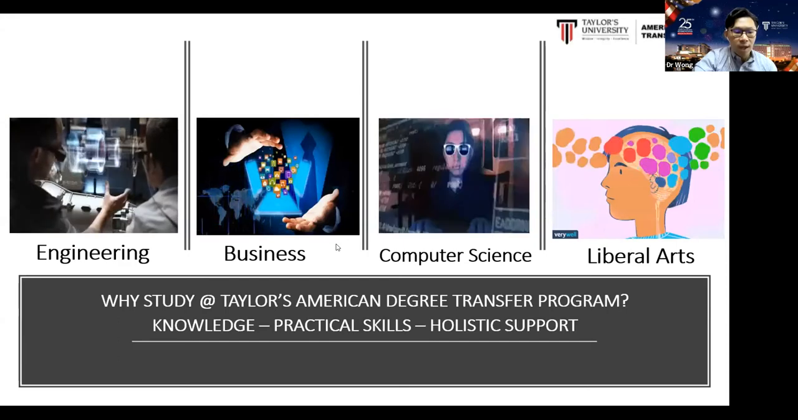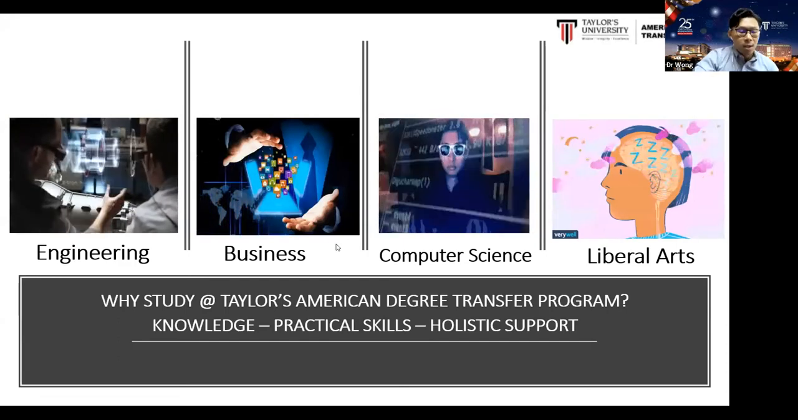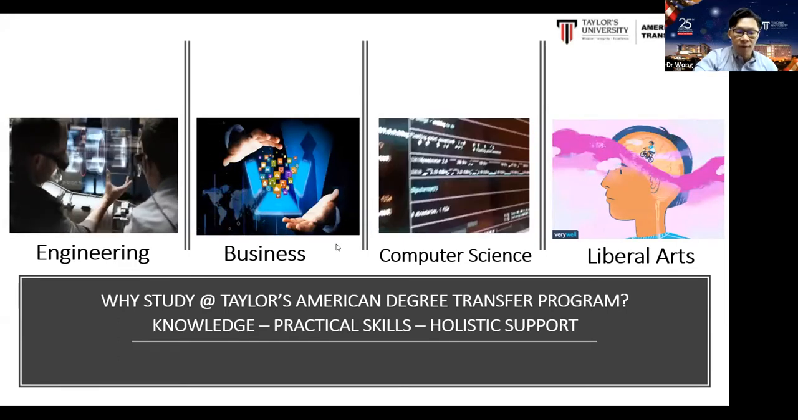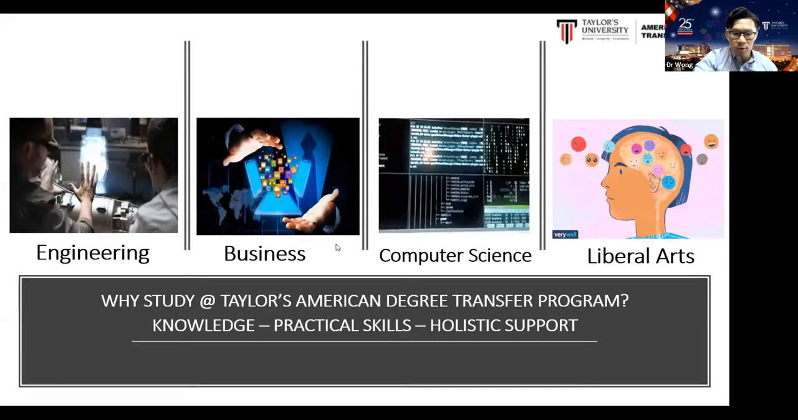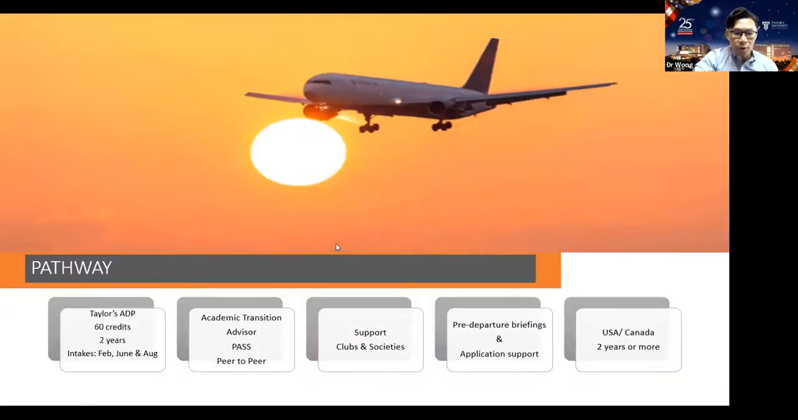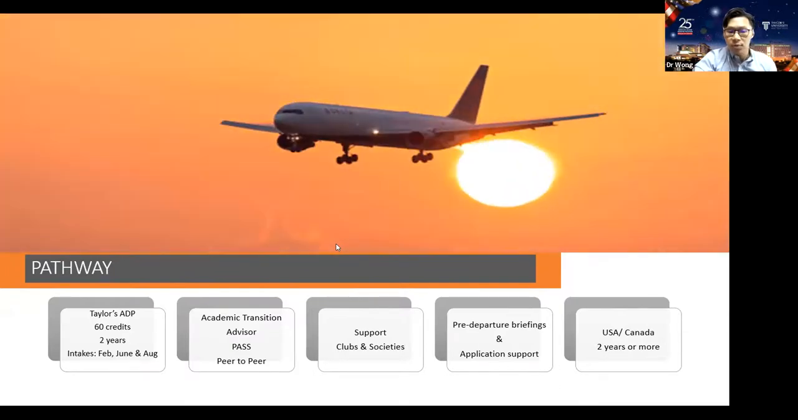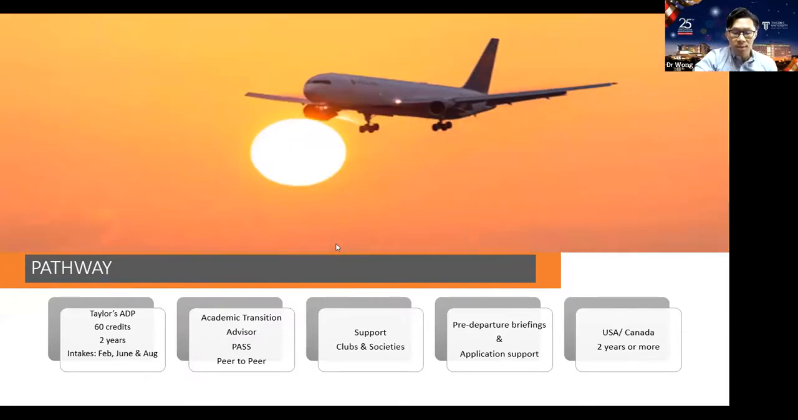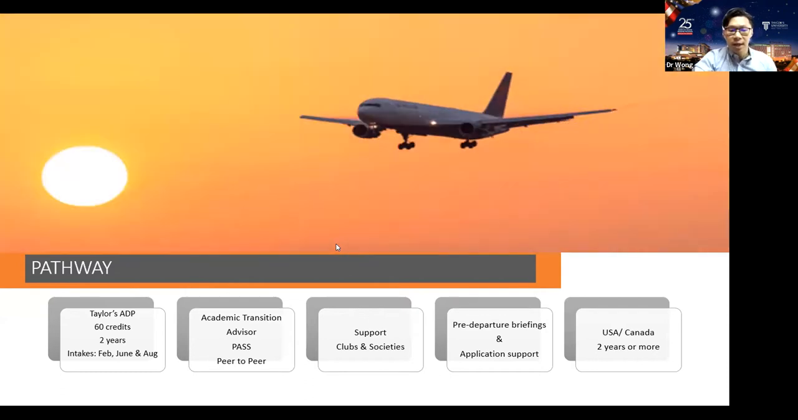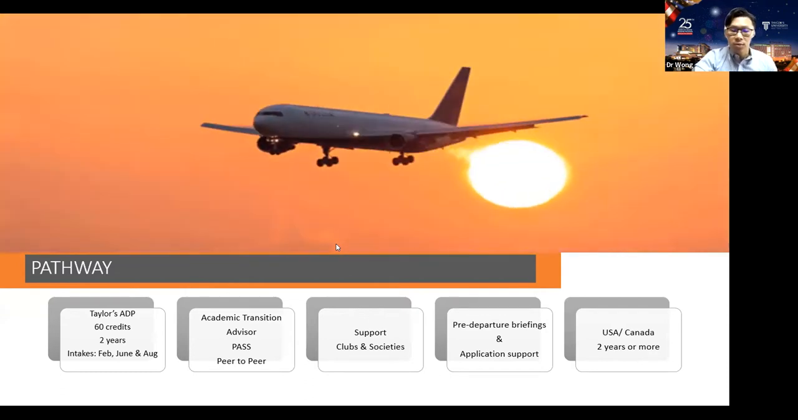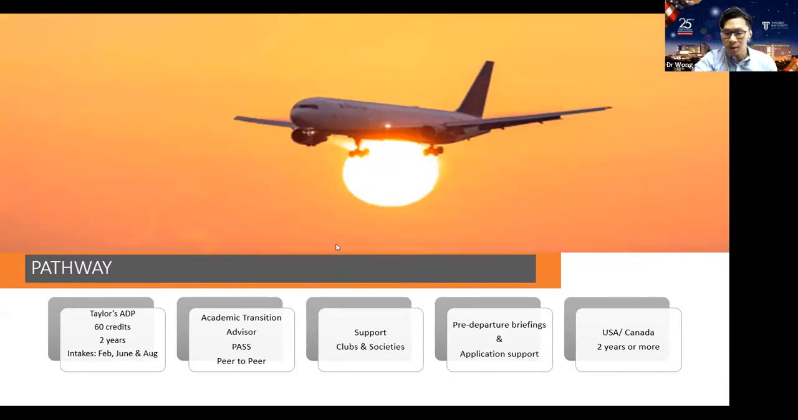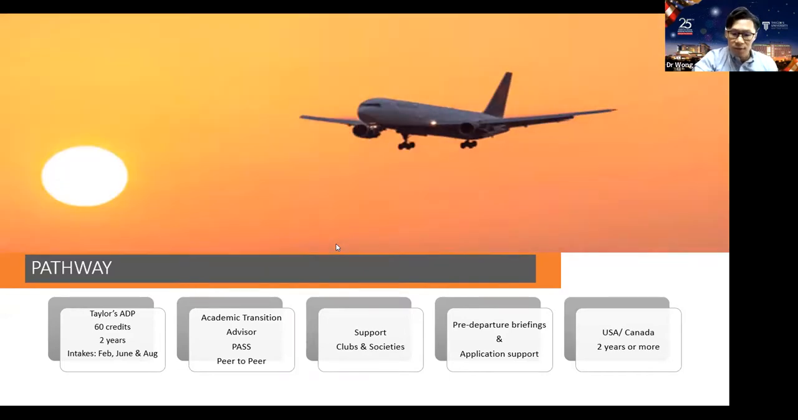Okay. So the pathway is a 2-year program. We have three different intakes: the February intake, and we have June and also the August intake. We provide academic transitions, and we have an advisor assigned to each student. We even have our PASS, which is a peer assisted study session. It's more like tutorial based, where we offer peer-to-peer and also extra tuition for the students.